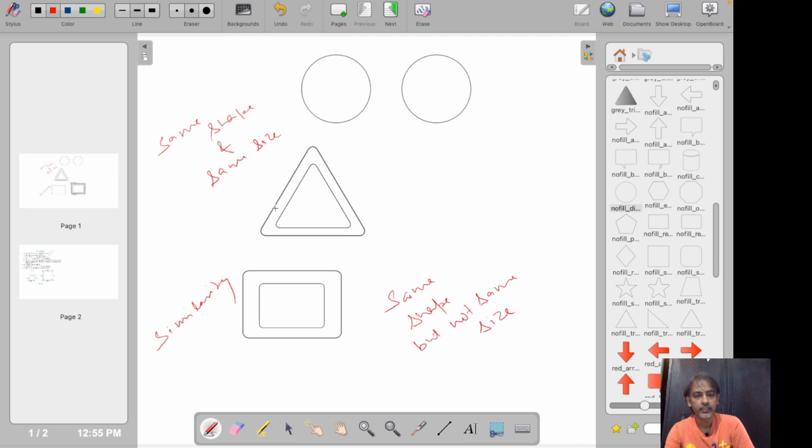that again these two have three sides each, right? And then their angles are equal, because these sides are looking parallel to each other. So this angle is equal to this angle, and similarly this angle is equal to this angle, and this angle is equal to this angle, right?